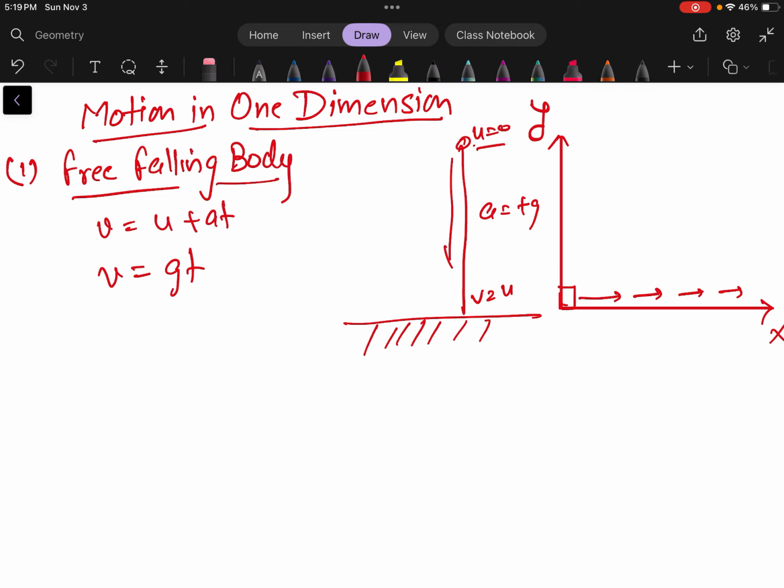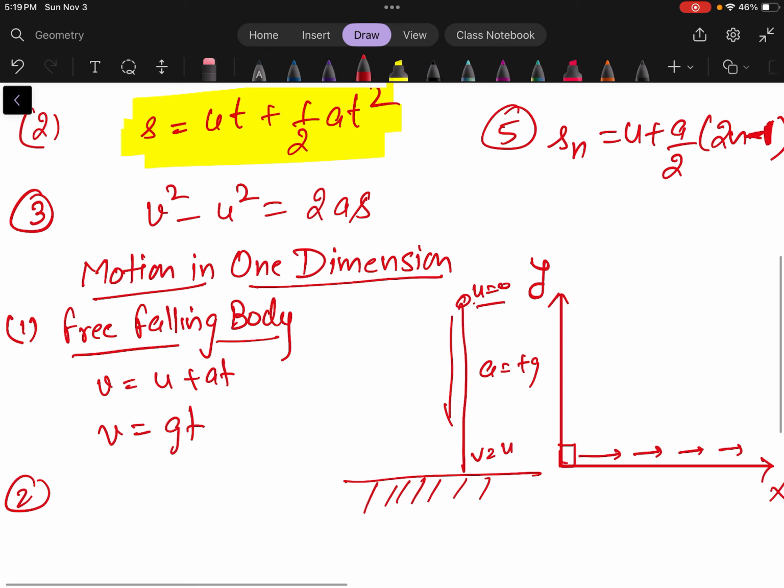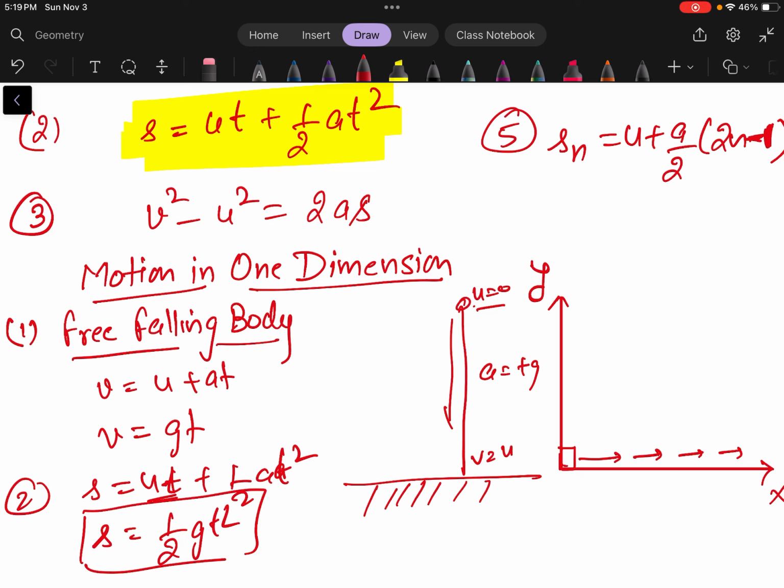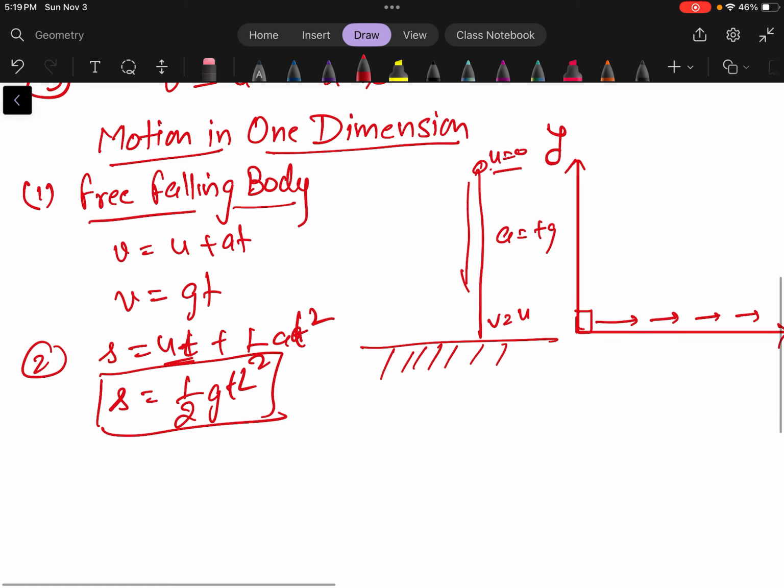In the same way, in the second law of motion, s is equal to ut plus 1 upon 2 at square. Here u is equal to 0, so this is equal to 1 upon 2 gt square. So this will be the second equation.